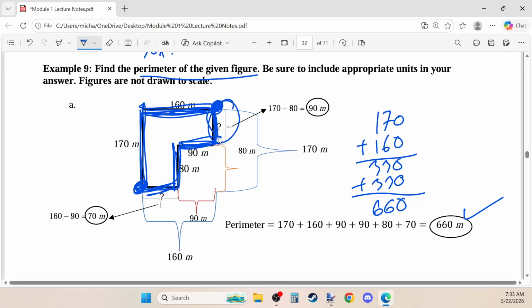They figured out what this side length is and what this side length is using this process, and then they added all the sides together, but we don't need to know this side, and we don't need to know this side. We were just told to find the perimeter. That's it. So if we don't need to figure out this length and this length, why bother?